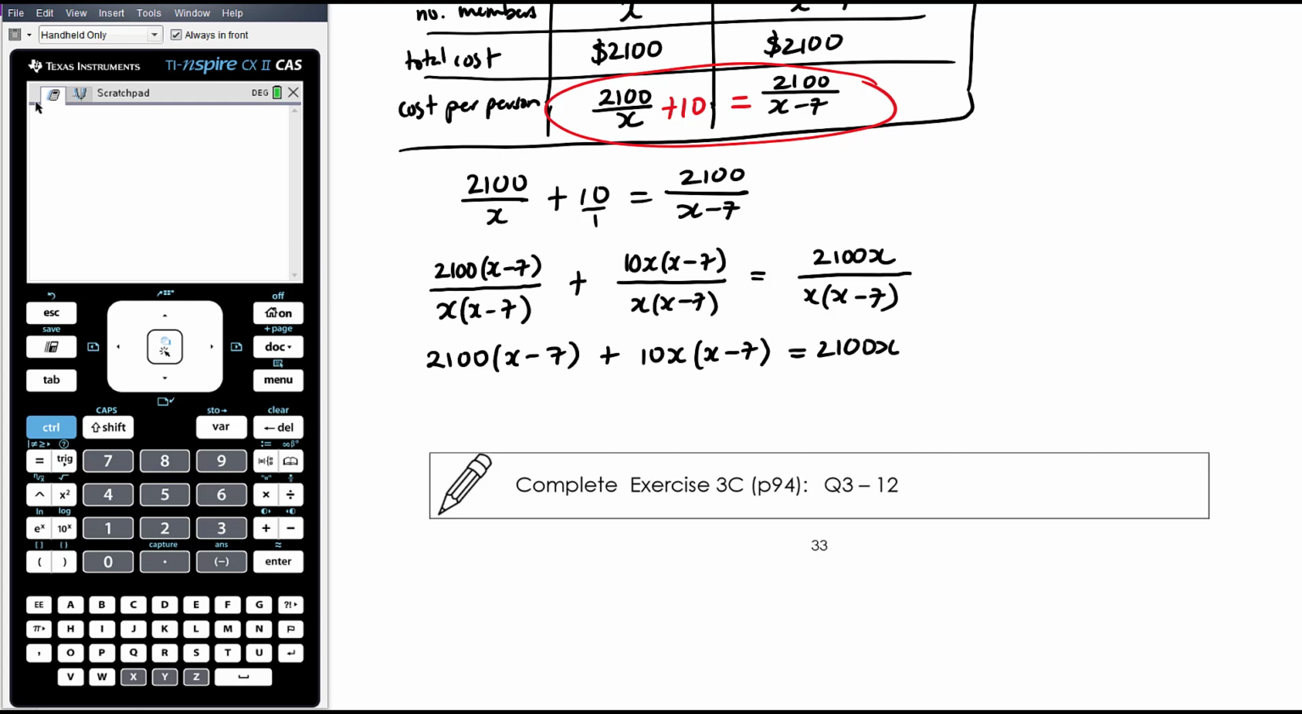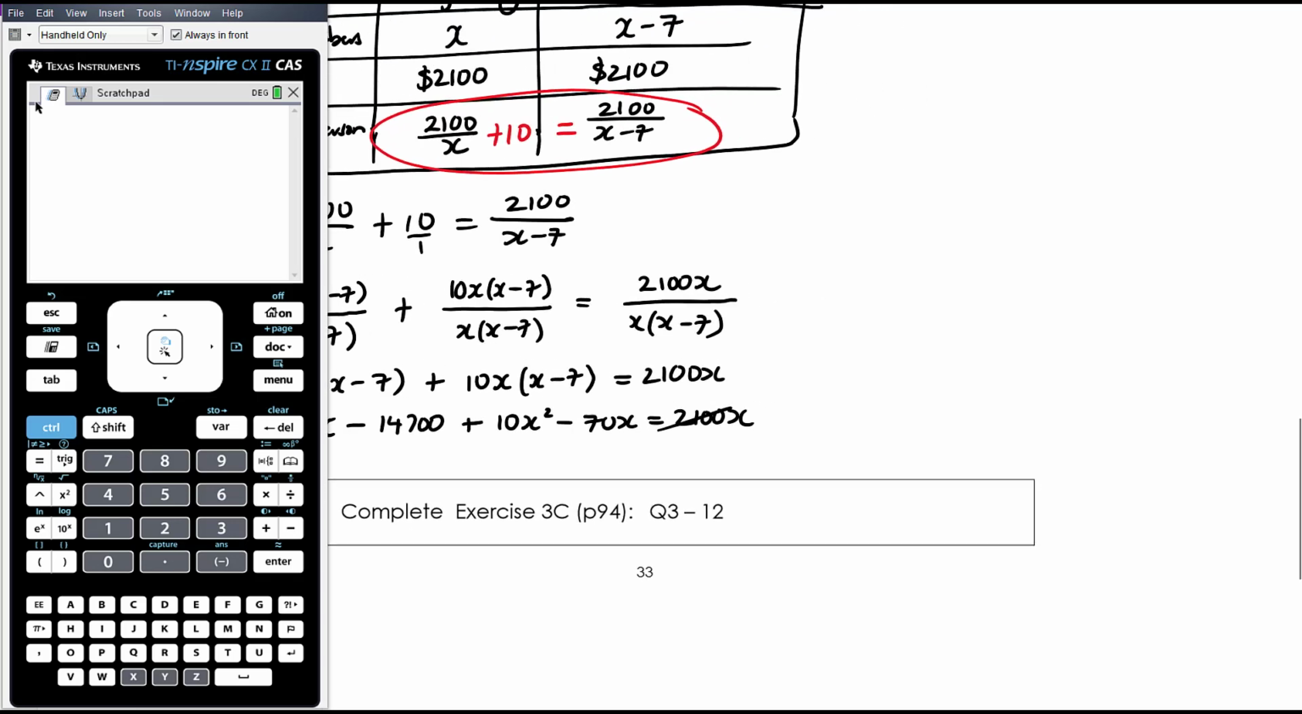And then we can expand out and collect some like terms. I think it'll tidy up fairly nicely. So 2,100x minus, okay, 7 lots of 2,000 is 14,000, and 7 lots of 100 is 700, so it's going to be 14,700, plus 10x squared minus 70x equals 2,100x. Okay, subtracting 2,100x from both sides, those are going to cancel out. Let's see what we've got left. I'm going to write it in order too. We've got 10x squared minus 70x minus 14,700 equals 0.